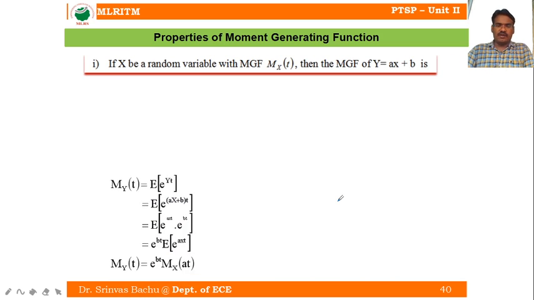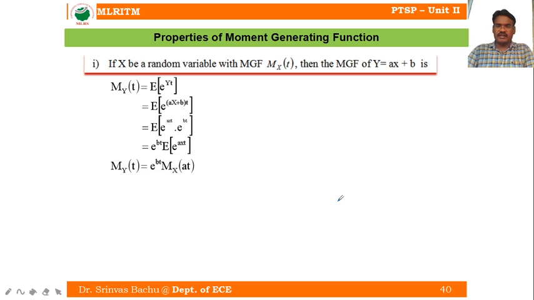If x is a random variable with MGF mx of t, then y equal to ax plus b. I want the MGF of ax plus b, the MGF of the new random variable in terms of the random variable x. Like we took the properties of variance and expectation, in the same manner we take it here. My of t equals expectation of e power yt, where y means ax plus b. Expand this: e to the power axt, e to the power bt. E power bt is a constant, so it comes out of the expectation operator. My of t equals e power bt into expectation of e power ax into t.